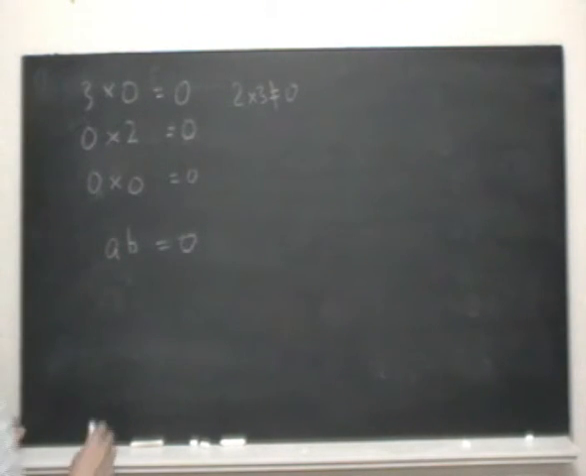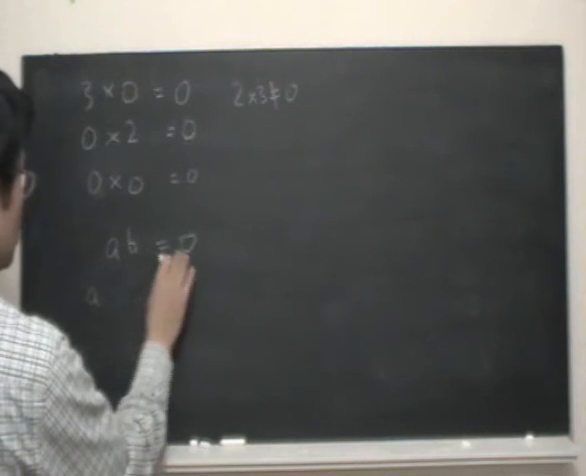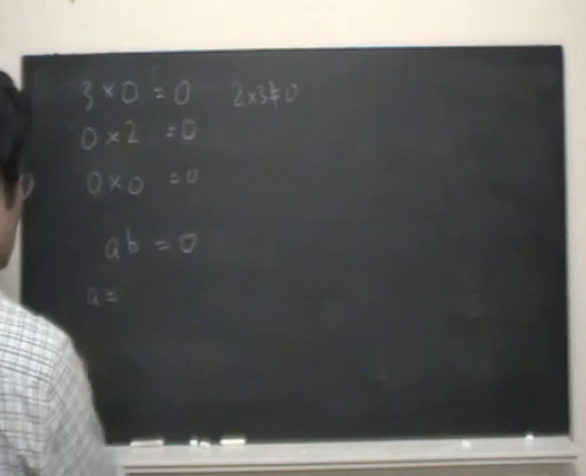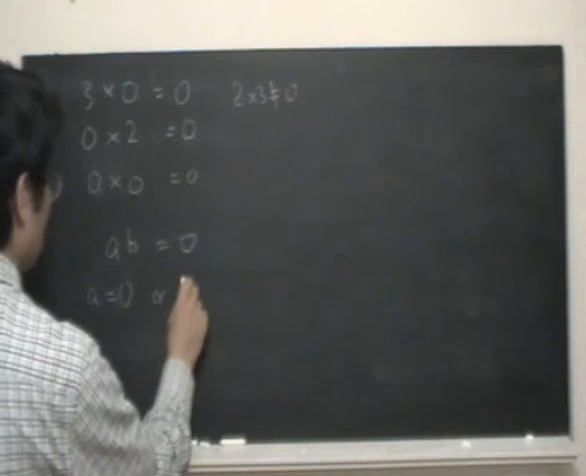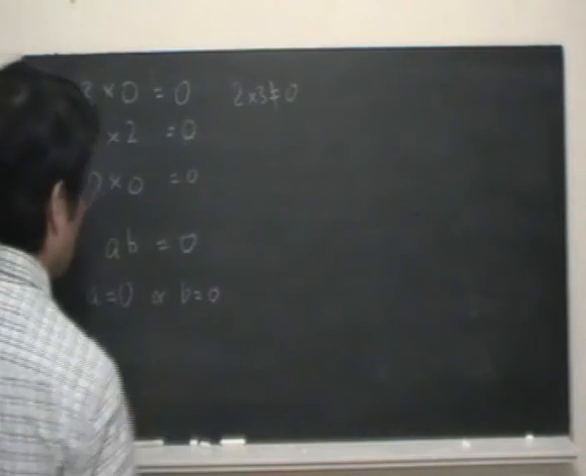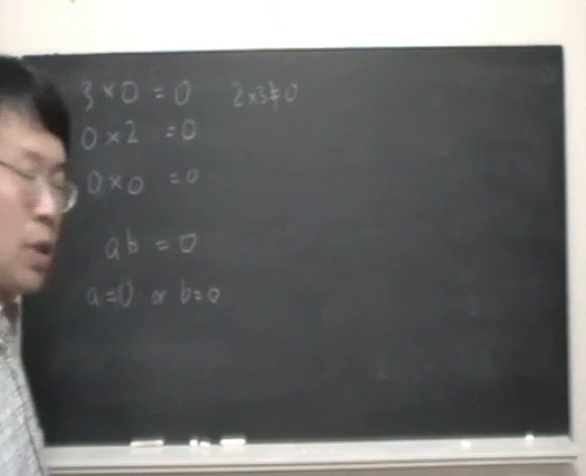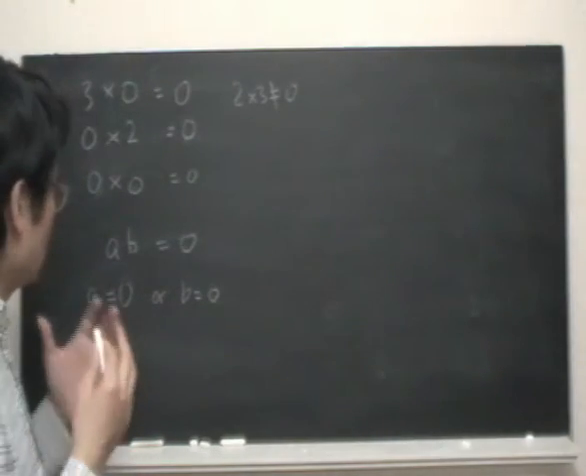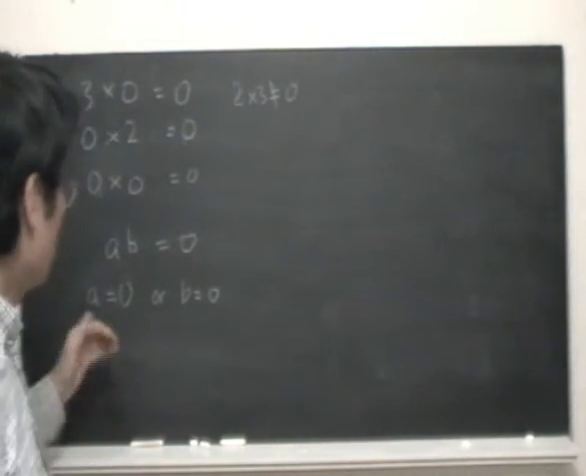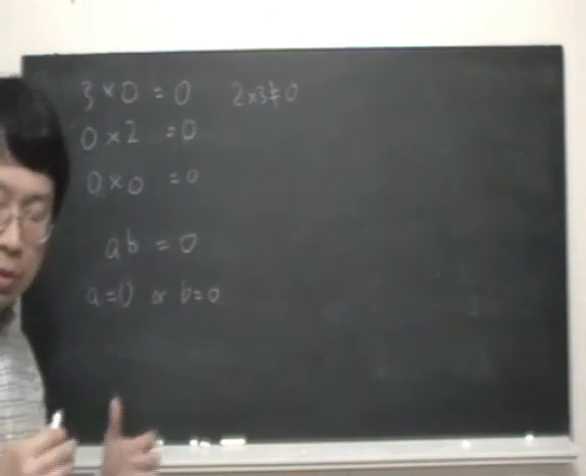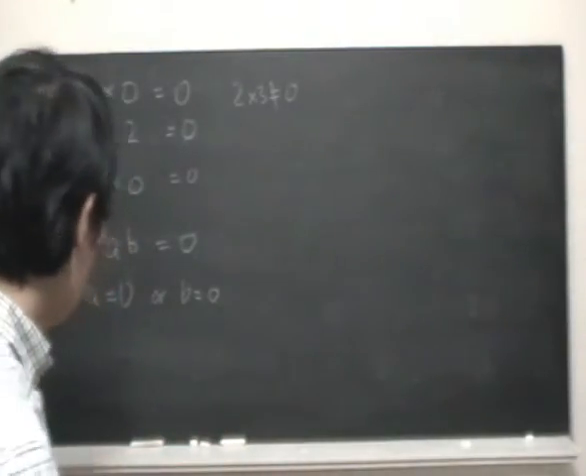So let me write down this. This means that ab equals 0 means a equals 0 or b equals 0 or both. So this is the idea that we want to be familiar with in algebra for the next type of equations we are going to try.